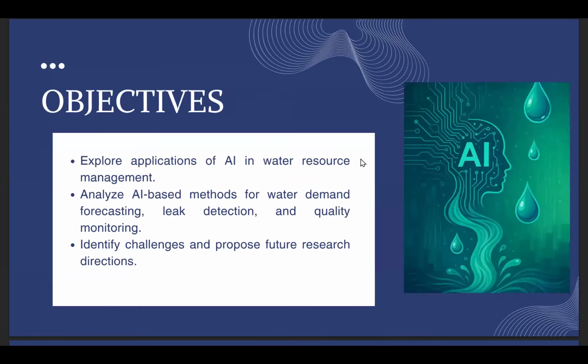The objectives of the work are clearly defined. Firstly, to explore the various applications of AI in water resource management. Second, to analyze AI-based techniques for water demand forecasting, leak detection, and proactive maintenance. Third, to identify the existing challenges and also suggest future research directions for implementation.